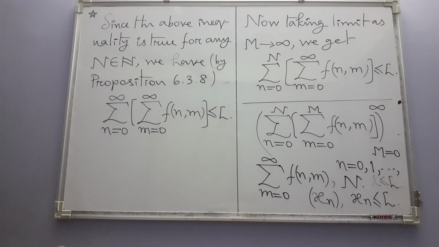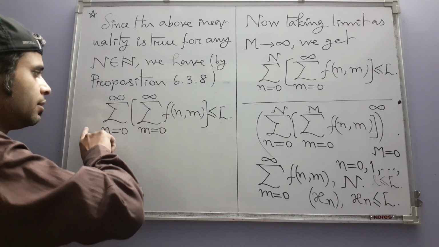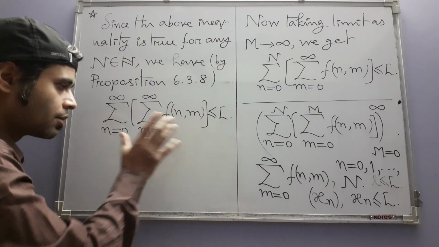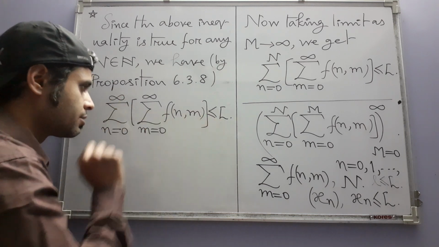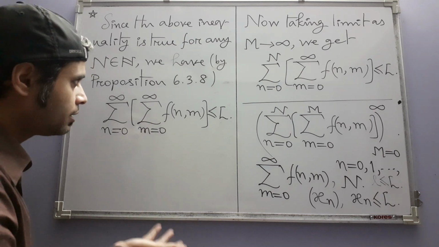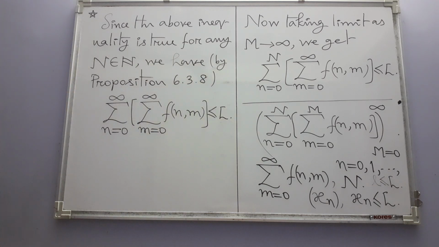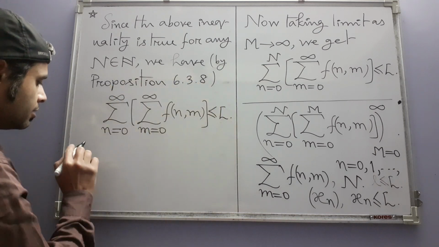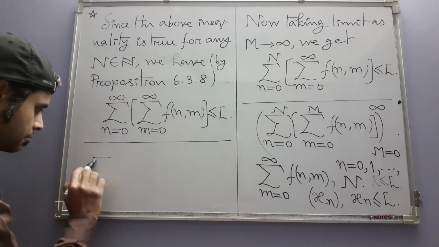So what we have done here is that we have concluded that this outer series, that means this entire series whose terms themselves are series, is convergent and also its sum is less than or equal to L. So where does that convergence come from? That again comes from proposition 638. How? Again, let's look at the sequence of partial sums of this entire series. And that sequence looks like this.